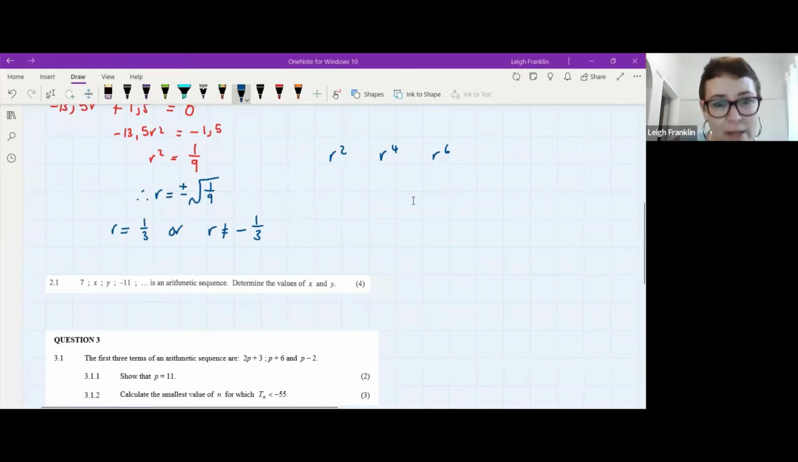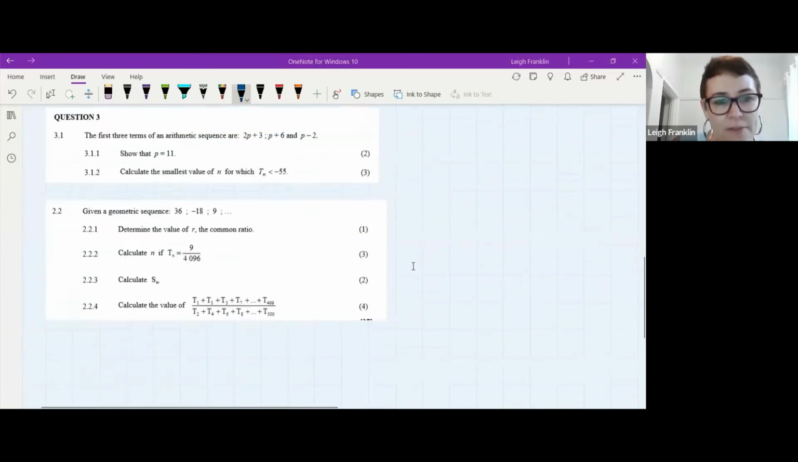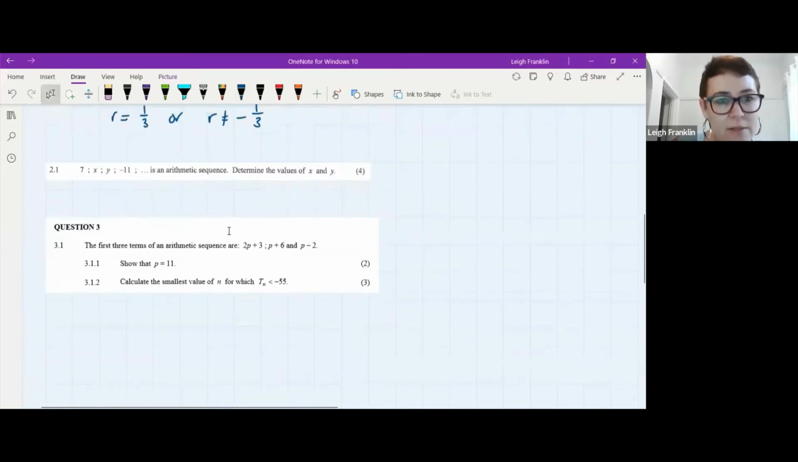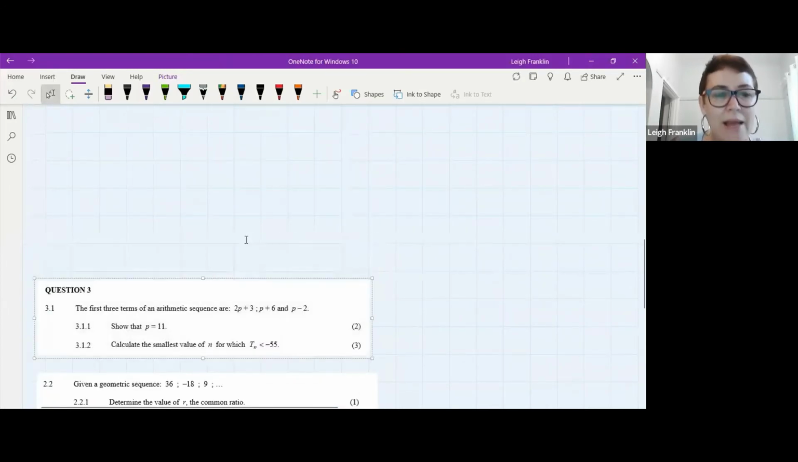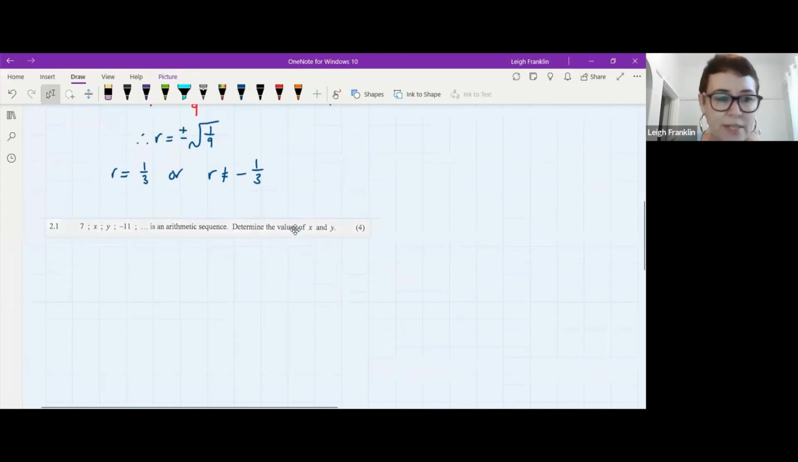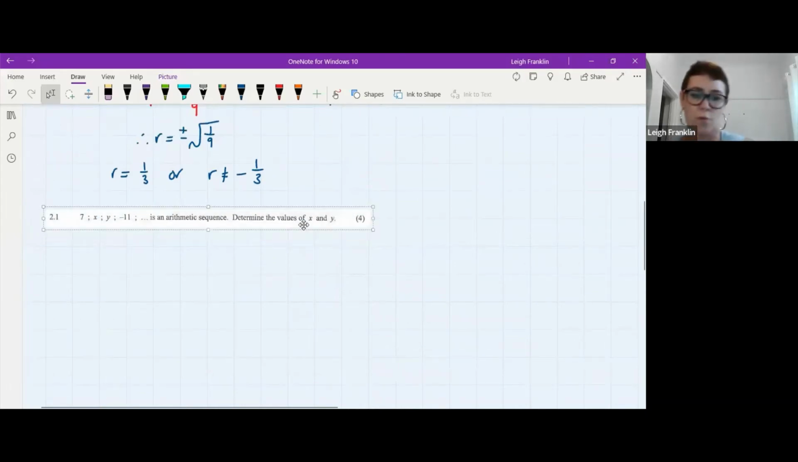All right. So let's move on and let's have a look at the next question. So again, I'm just going to pull these down so that we've got space to write. And this is meant to be an easier question. So you can see it's out of four, also filched from one of the year-end papers. And they tell us that 7, x, y, and minus 11 is an arithmetic sequence. They want us to determine the values of x and y. Okay, so Matrix, over to you. Where do we start? What do you think we should do?